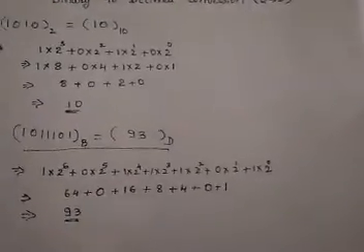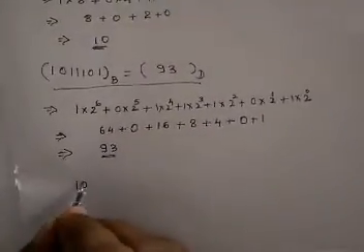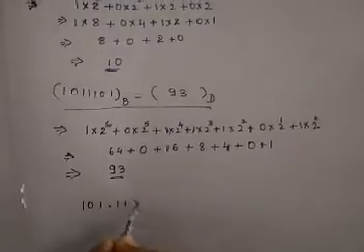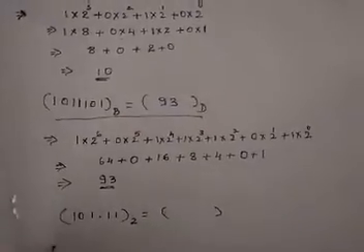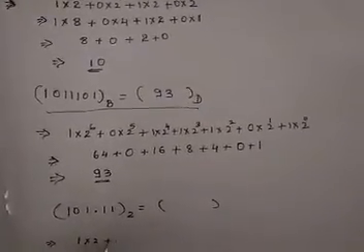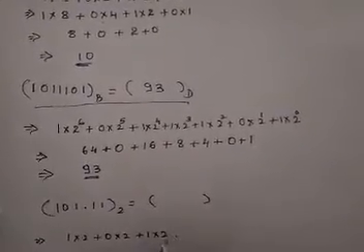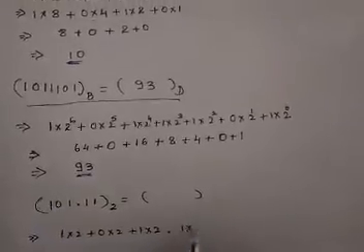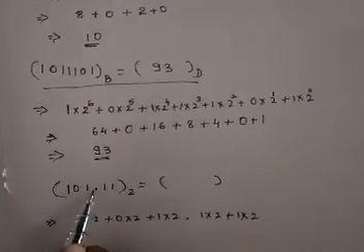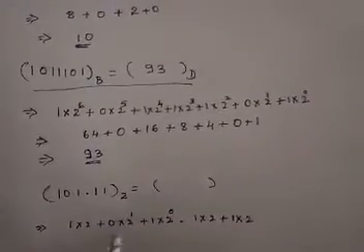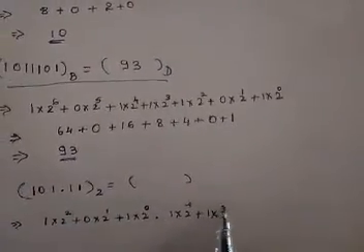Again, one more example with a decimal point. Here we'll take 101.11 given in binary, to convert to decimal. Again the same steps: 1 into 2 plus 0 into 2 plus 1 into 2. Give some gap here, that is the decimal point. Again 1 into 2 plus 1 into 2. Before the decimal point, give the powers starting here: 0, 1, 2. After the decimal point, you give the powers as -1, -2.